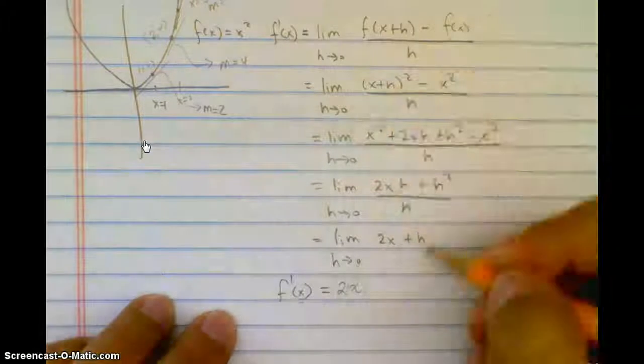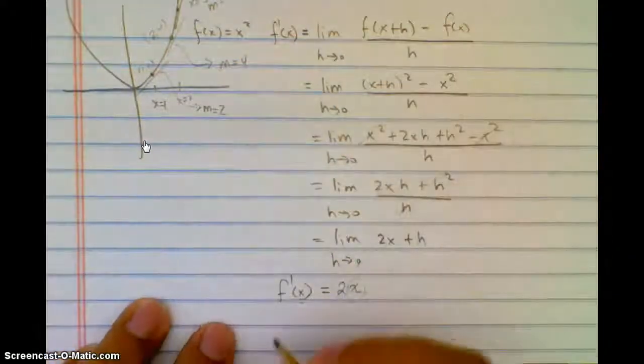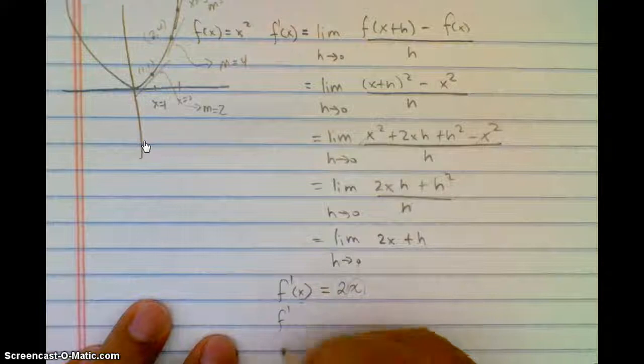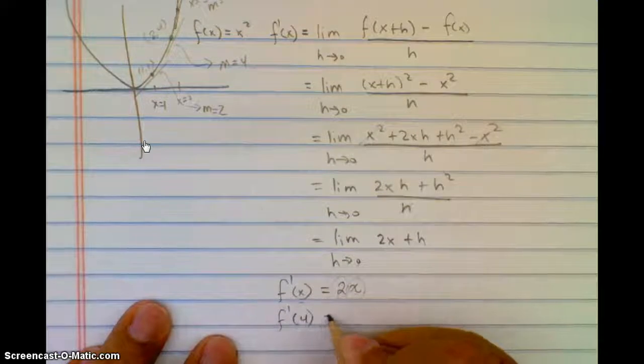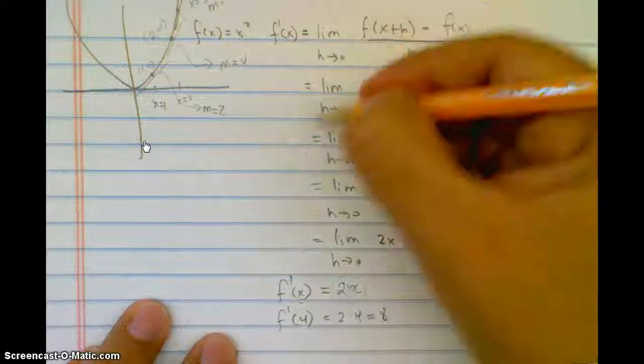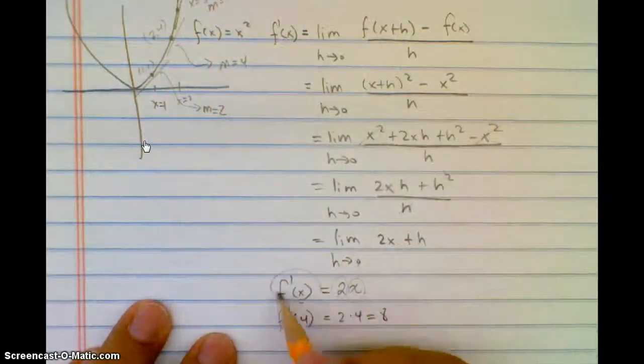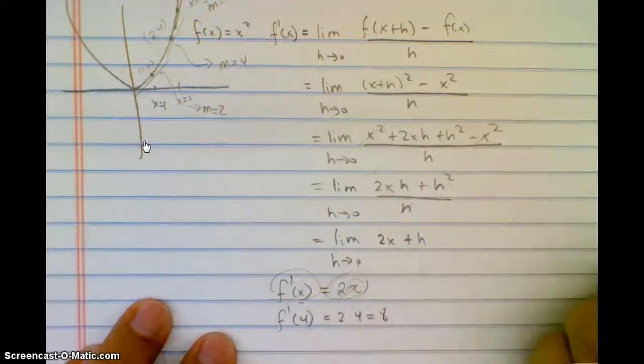I don't have to redo this for anything else. I'm just going to replace. I can answer questions like, what's the derivative of the function at 4? Oh, well, 2 times 4, that's 8. I don't have to redo all this limit again because I know the derivative is double the x value, and that's a function, and I can find it for any x.